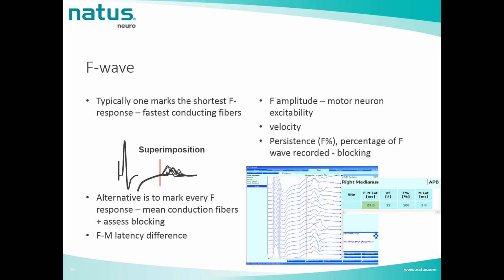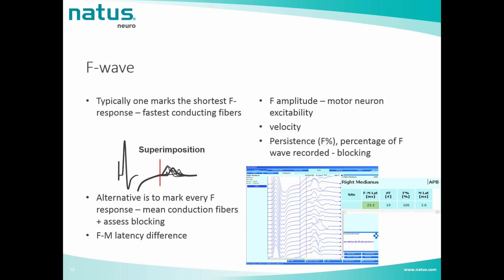And also we can calculate the persistence of the F wave, which is basically the percentage of F waves recorded out of all our stimulations. This will give us the percentage of blocking. The persistence calculation can only be done if we mark every single sweep in our recording.